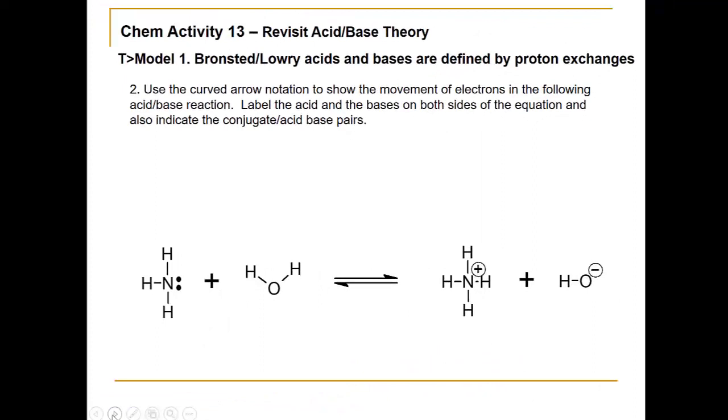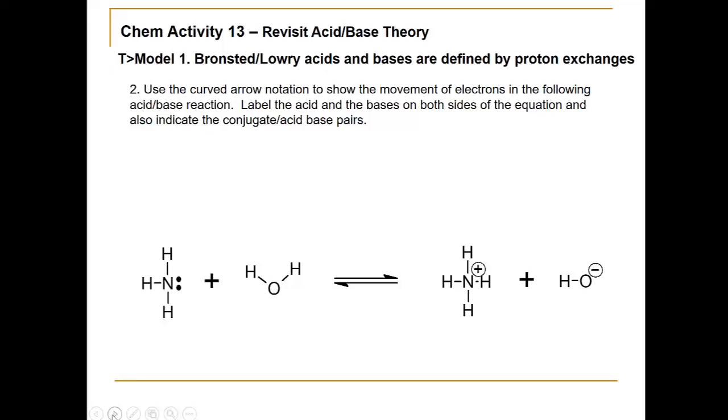So now we ask you to use the organic chemistry approach to thinking about these reactions and explore the reaction between ammonia and water. So we ask you to use the curved arrow notation to show the movement of electrons. Also label the acids and bases on both sides as we did in the previous example, and indicate the conjugate acid-base pairs. You may wish to stop the video while you do this.